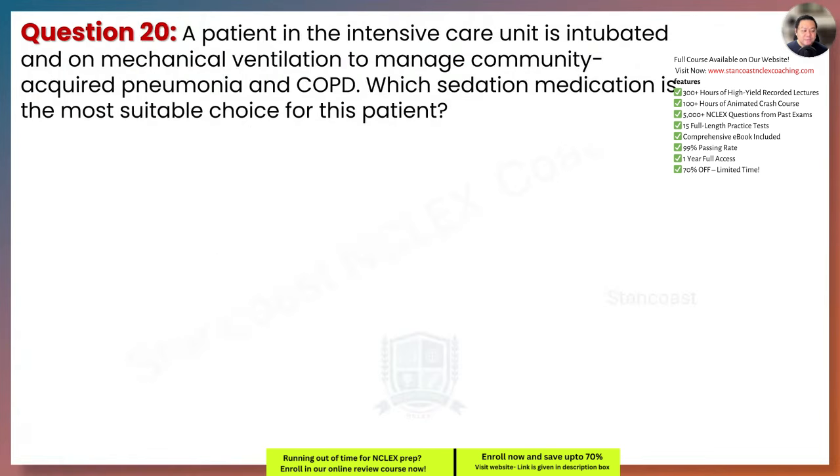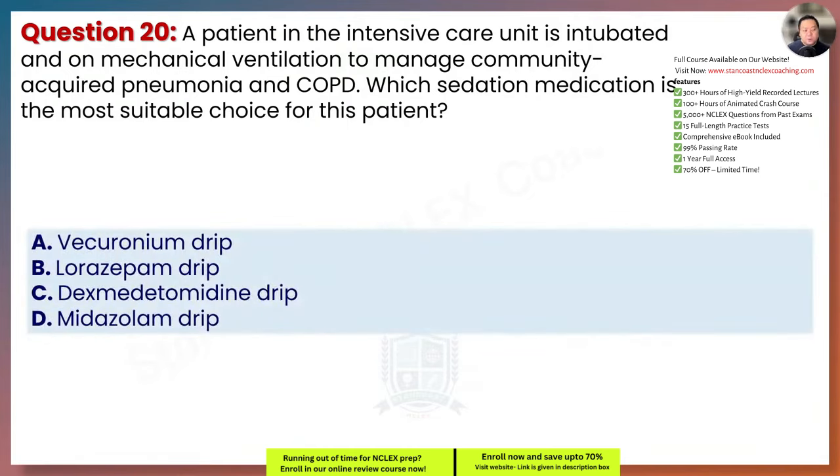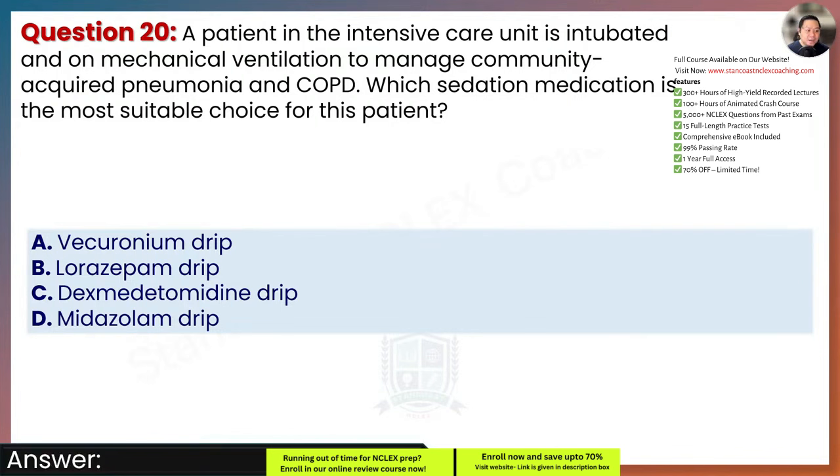Let's have number 20. A patient in the intensive care unit is intubated and on mechanical ventilation to manage community-acquired pneumonia and COPD. Which sedation medication is the most suitable choice for this patient? Options: A, vicuronium drip, B, lorazepam drip, C, dexmedetomidine drip, D, midazolam drip. The answer is letter C.